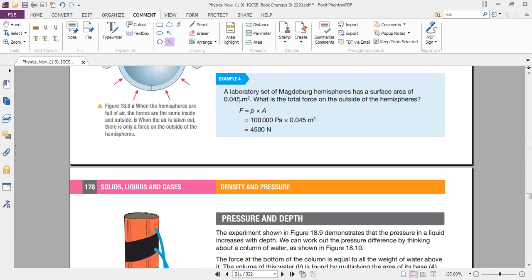Now, this is a simple math here. A laboratory set of Magdeburg hemispheres has a surface area of 0.045 meters square, and we find the total force on the outside of the hemisphere. So force equals pressure multiplied by area, and atmospheric pressure is 100,000 Pascal, as I said. 0.045 meters square area is given here. So force is 4,500 Newton.